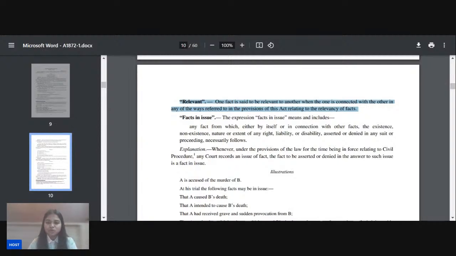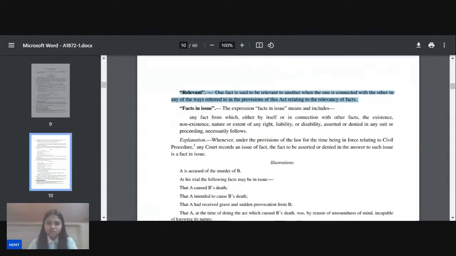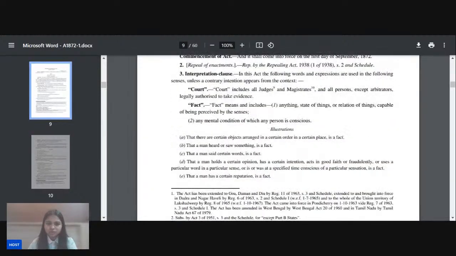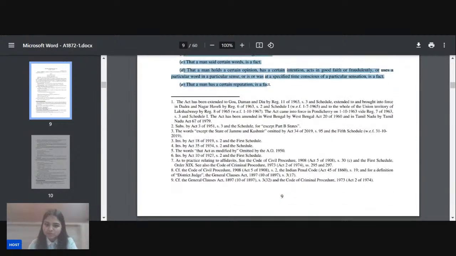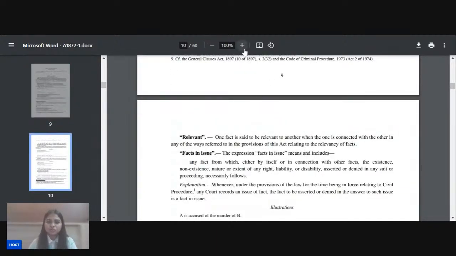Please go through the illustrations also, which are given here. A man having a certain reputation is a fact. A man heard or saw something is a fact. Okay, go through the definitions also.